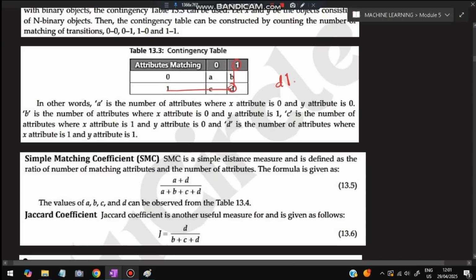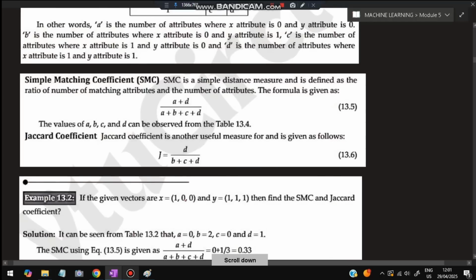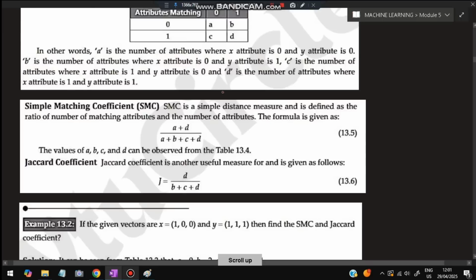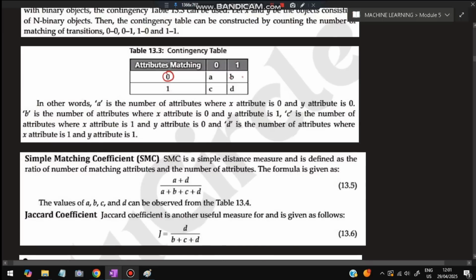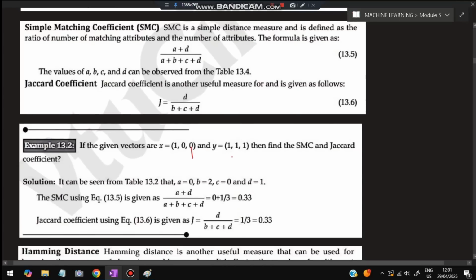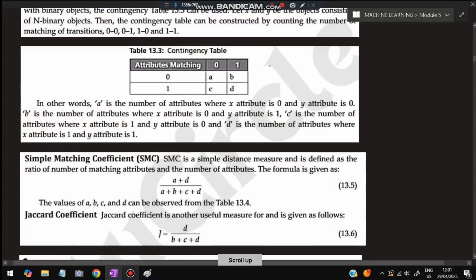Next, 0 and 1. 0 and 1 has another point. Now b has 1 point, and d has 1 point. Next, again the third value is also 0 and 1, which means b got another point. Now b has 2 points and d has 1 point.